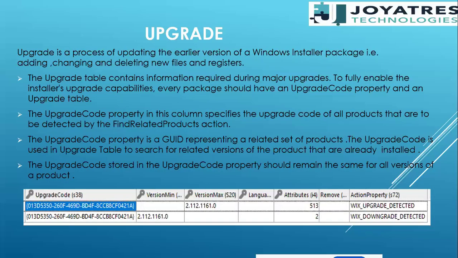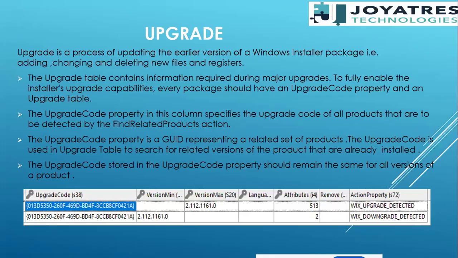Try to make you understand custom actions also. What is upgrade? Upgrade is a process of updating the earlier version of a Windows installer package, that is adding, changing, and deleting new files and registries. So first of all, this upgrade, we are going to do it for only MSI application.